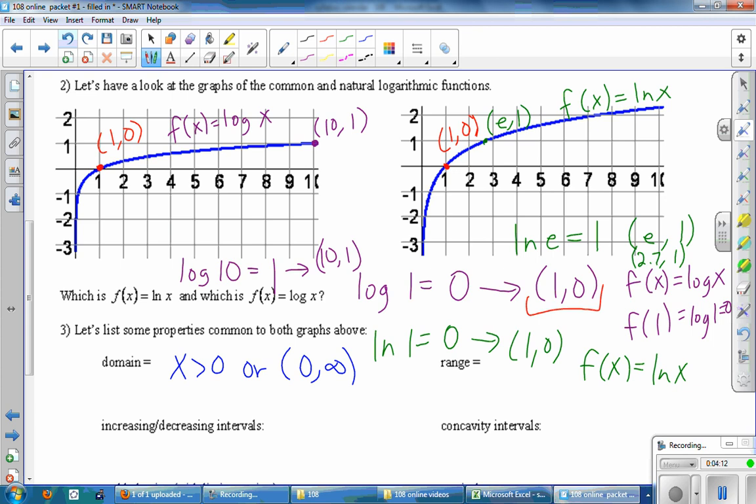Range. The range for both of these is also the same. Where do these graphs start in terms of the bottom? So let's see, follow this guy down. It looks like it goes forever. Follow it up. Well, it's growing slower and slower, but believe it or not, it grows forever going up to infinity. It doesn't level off. There's no asymptote, no horizontal asymptote on any of these log functions. So the range is actually all real numbers.